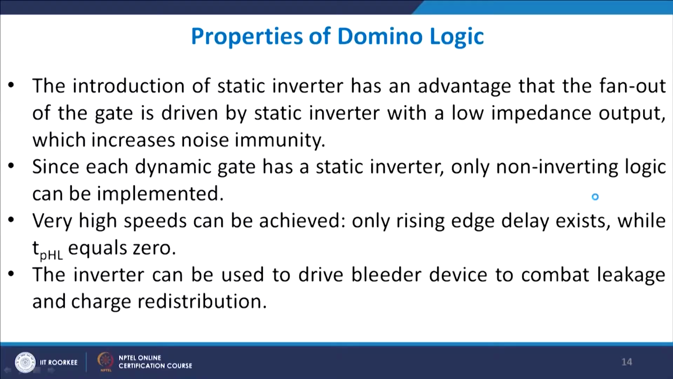The introduction of a static inverter has the advantage that the fan out of the gate is driven by a static inverter, which is obviously a low impedance node, and therefore it increases the noise immunity. So the noise immunity problem is gone. Since each dynamic gate has a static inverter, only non-inverting logic can be implemented, but that is obvious. Very high speeds can be achieved in this case, the reason being that TPHL will be approximately equal to 0, high to low will be approximately equal to 0. Now the inverter can be used to drive a bleeder device to combat leakage and charge redistribution. How can you do that?